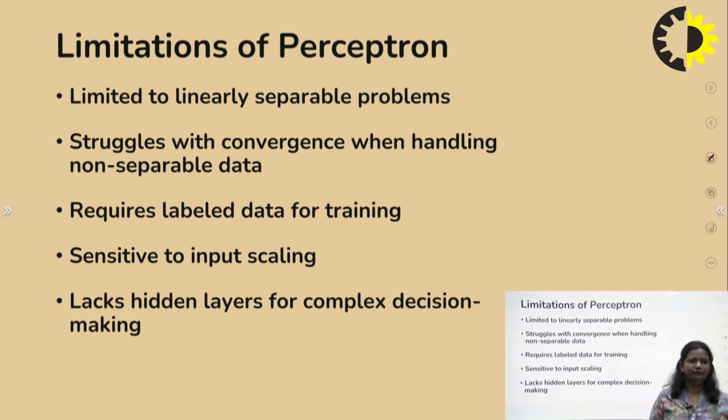It lacks a hidden layer for complex decision making, because in the single layer perceptron there is no hidden layer, there are only two layers, the input layer and the output layer. So for complex decision making, the single layer perceptron does not show accurate results in comparison to the other approaches that we are going to use.